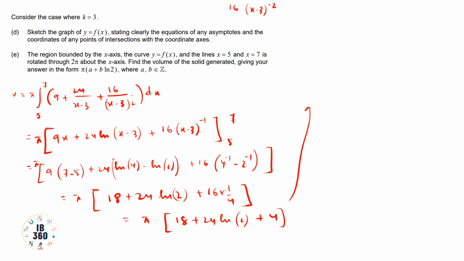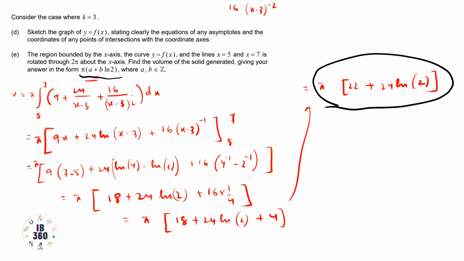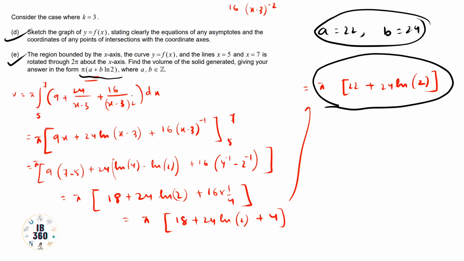So the equation is becoming pi into 22 plus 24 ln 2. Okay, see, we need to find this and this. From here I can say a equals 22 and b equals 24. Okay, so the last problem is also done.